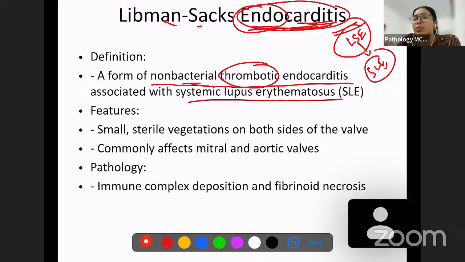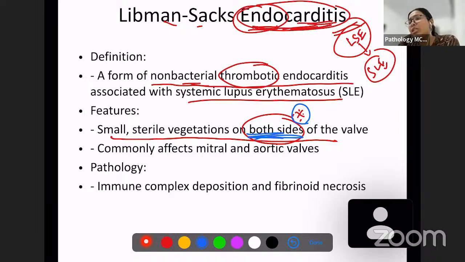What are the features? You will have small sterile vegetations on both sides of the valve. This is very important. This is very characteristic of Liebman-Sacks endocarditis, both sides of the valve. This is the only endocarditis associated with vegetations on both sides of the valve. Also remember, vegetations are sterile. There are no bacteria, because this is not associated with bacteria, and this is a sterile form of endocarditis associated with SLE. It most commonly affects the mitral valve and the aortic valve.